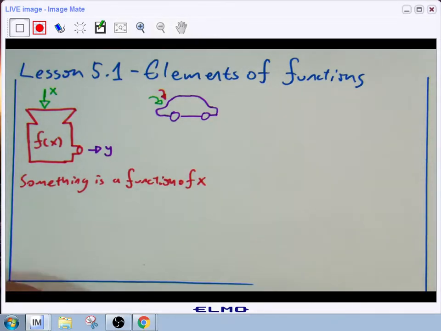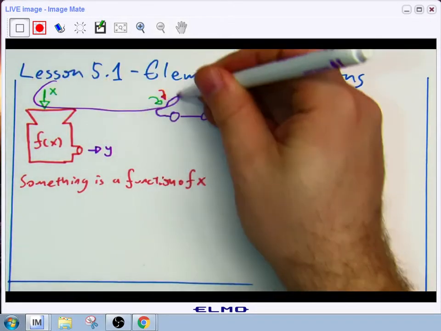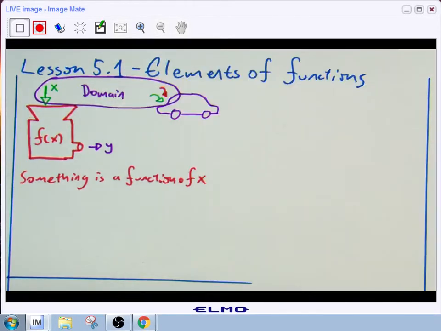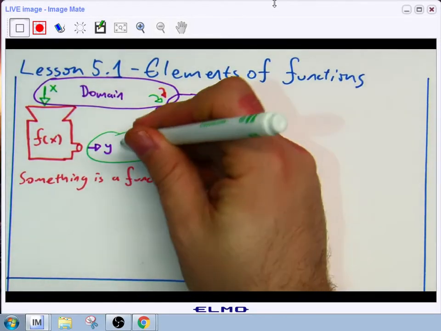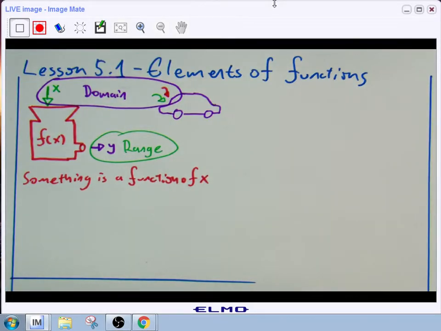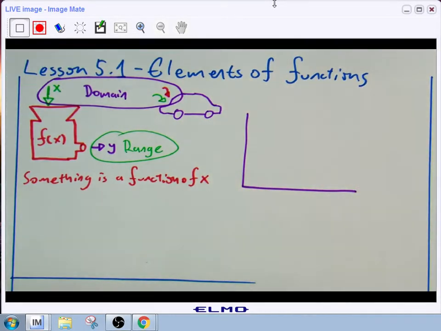So when we're looking at this, the things that go into the machine, we call this the domain. And the thing that we get out of the machine, we call this the range. The things that we get out. So would the car be something that we get out? No. What happens when you put gas in it? Driving. So driving would be the range. That's what we get out of the car, right?